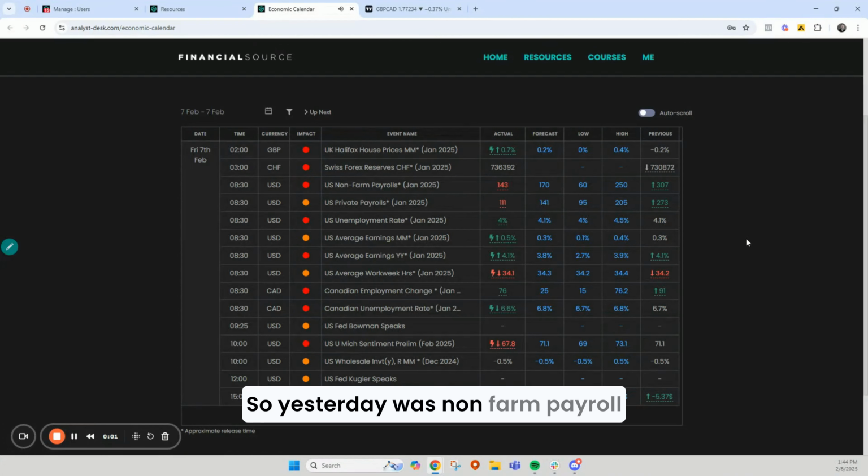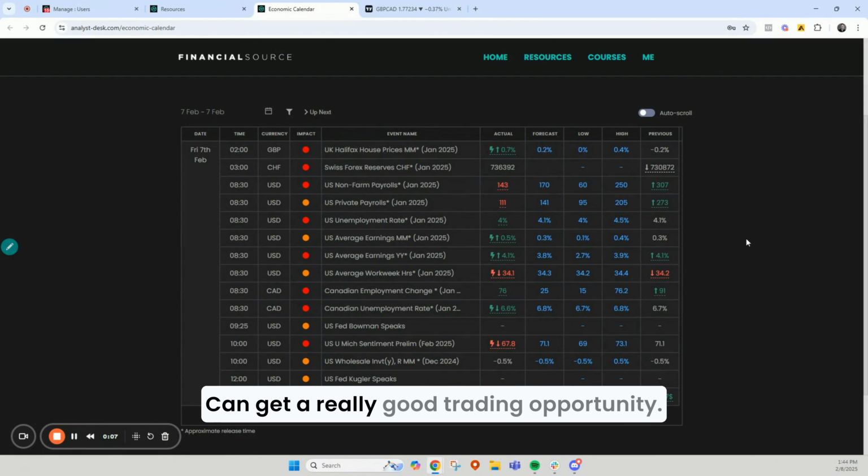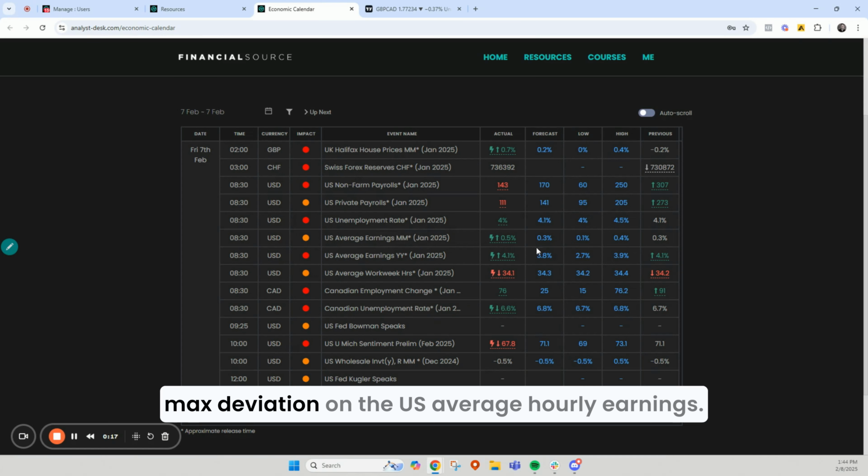So yesterday was non-farm payroll Friday, the first Friday of every month, and we usually can get a really good trading opportunity. So this Friday, we didn't get really anything on the U.S. non-farm payroll number. What's the reason for that? Well, even though the lightning bolt, there's a max deviation on the U.S.